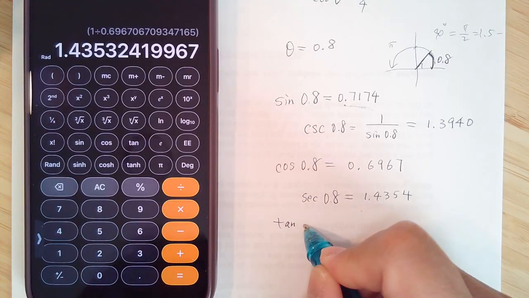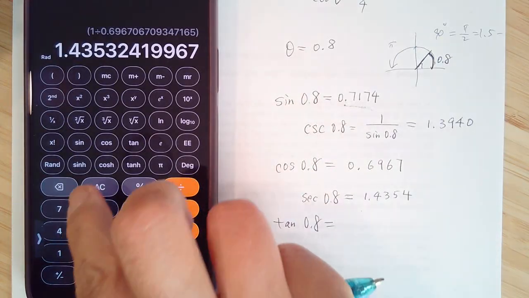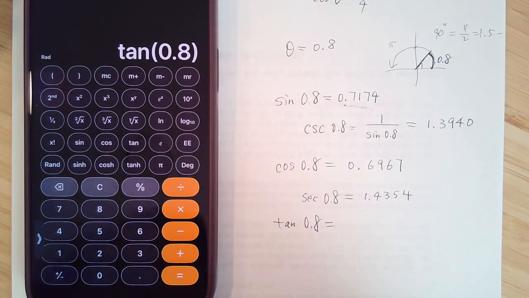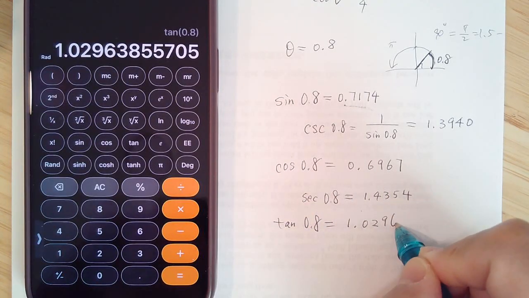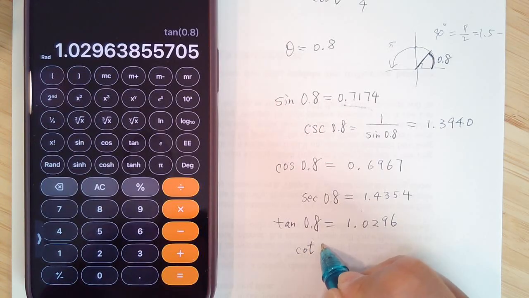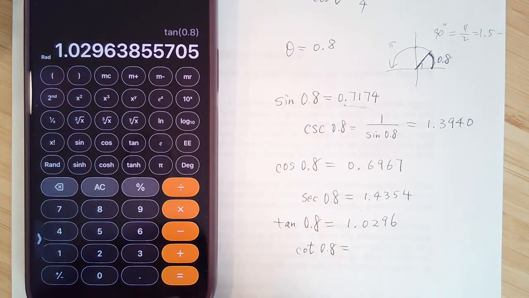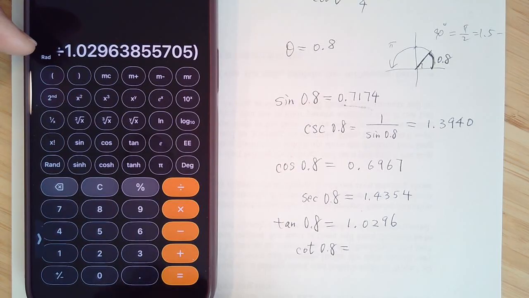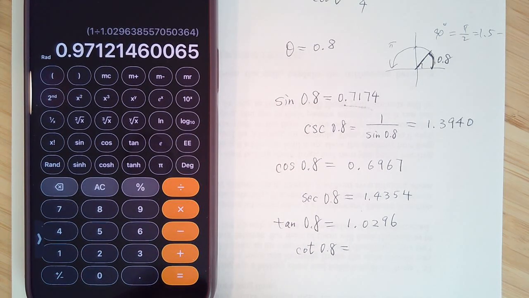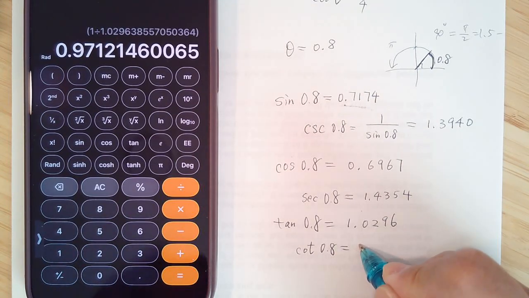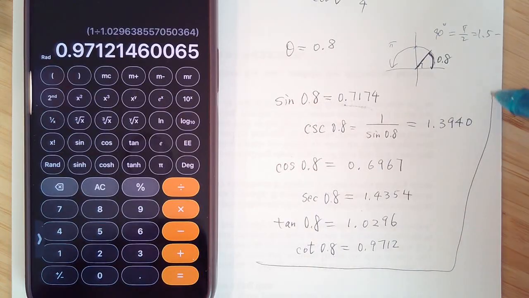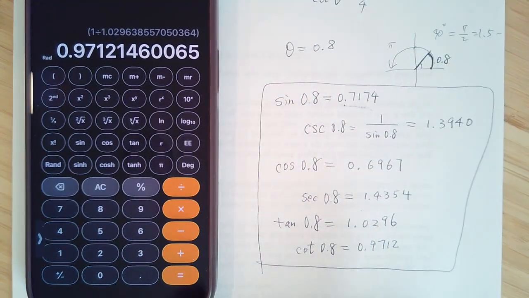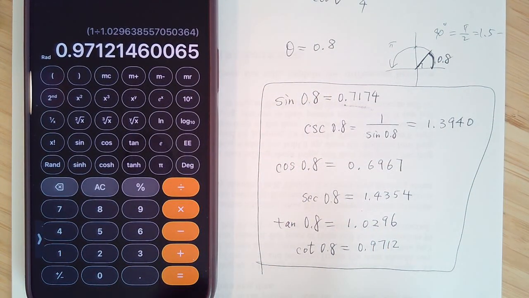The last one, tangent 0.8. So 0.8, tangent, equal. So that's 1.0296. What about the cotangent of 0.8? It should be the reciprocal of this guy. Again, it won't show you that, but once you click equal, it shows you something on the top. And the answer of this cotangent is 0.9712. Okay, so that's how you use the calculator to find the six trigonometric function values.